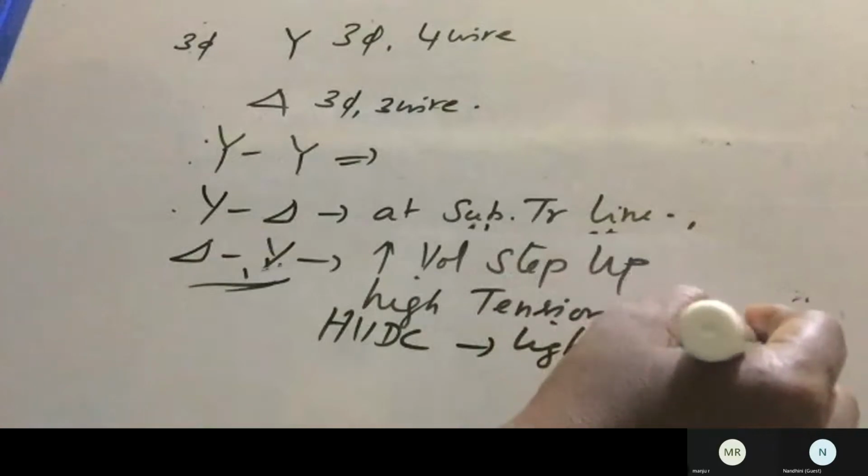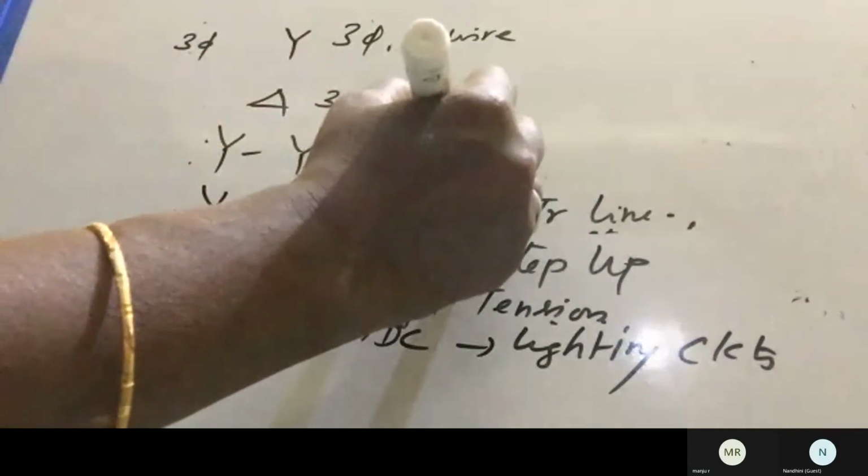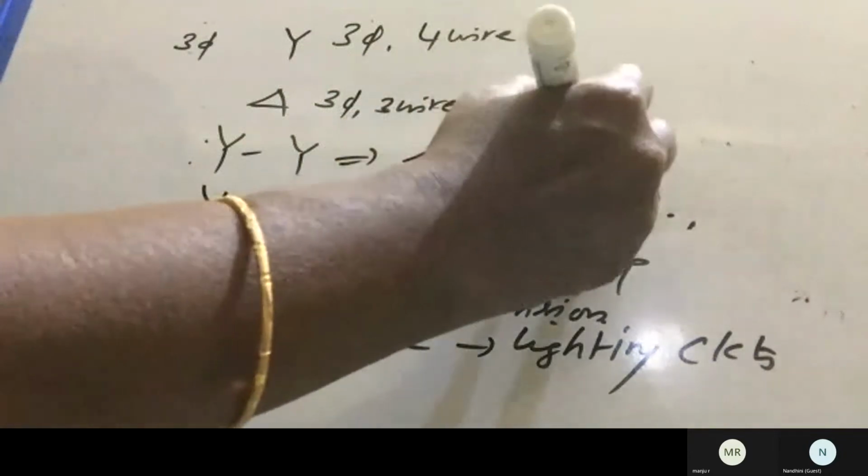Now you have to tell me: in the case of star to star connection, where is it needed for small high voltage transmission?